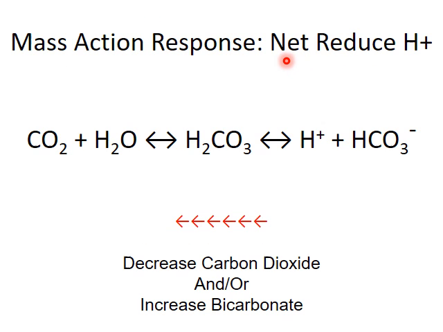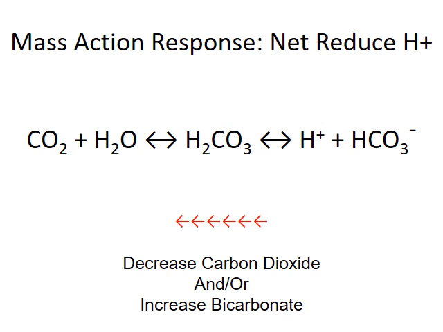So if we want to have a net reduction of hydrogen ions, we need to move the mass action this way. And there's two ways we can do that. The lungs can decrease the carbon dioxide. They can hyperventilate. So they're going to decrease this pile, make it smaller. Or we can have the kidneys increase the bicarbonate. We're going to make this higher. The kidneys are going to resorb that bicarb, put it back in the blood. It's not going to let it go.